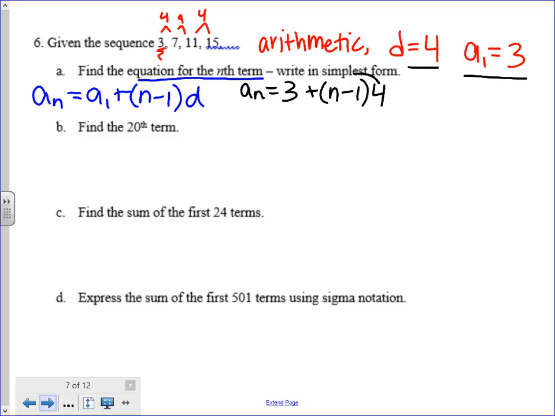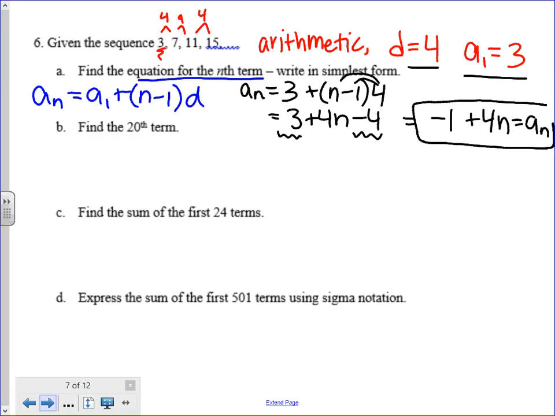The directions tell us to simplify this equation. So to do that, I have to distribute 4 to both terms inside of the parentheses. So I end up with 3 plus 4n minus 4. And now I'm going to collect like terms. My constants here are my like terms. 3 plus negative 4 is negative 1, plus 4n. That's my general formula for the nth term of this sequence.